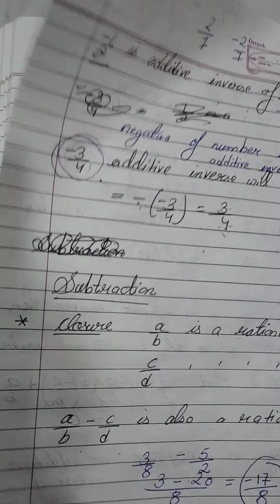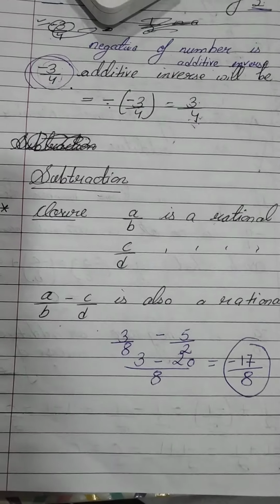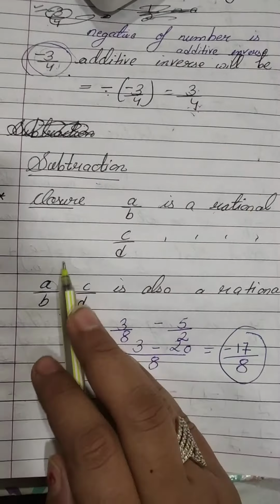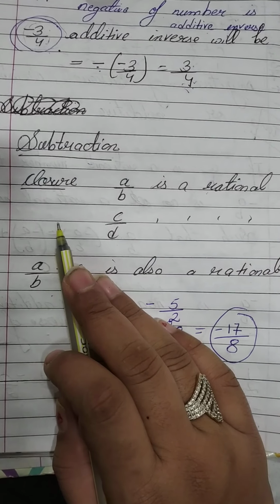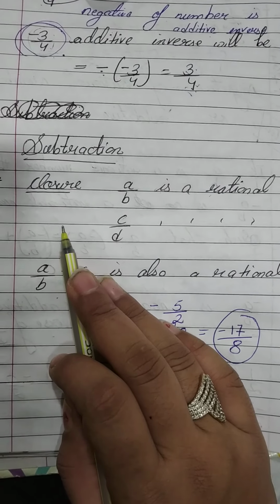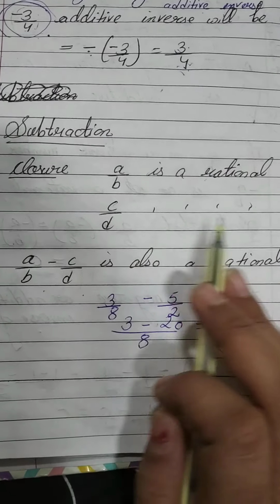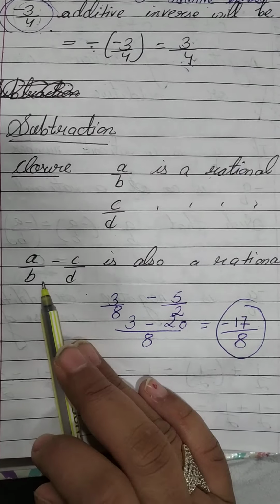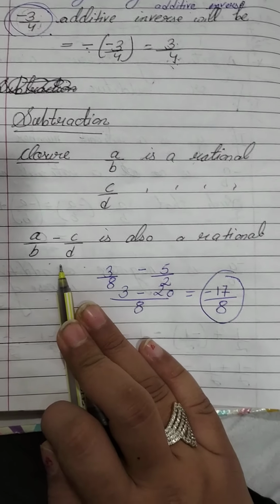Now coming to subtraction. The next operation is subtraction. The very first property of subtraction is the closure property. As we have studied in addition, the same thing we are going to study in subtraction. The closure property is: if A upon B is a rational number and C upon D is a rational number, then on subtracting the two rational numbers, the answer is also a rational number.